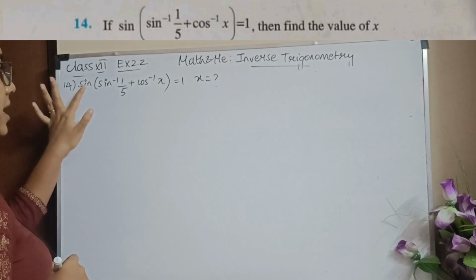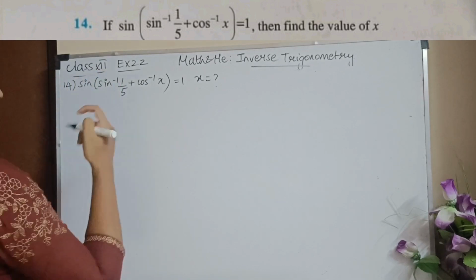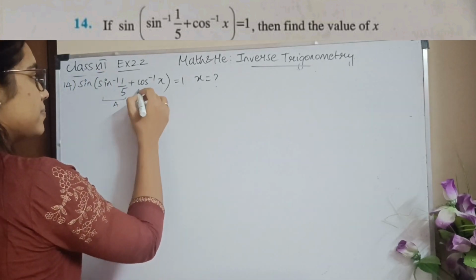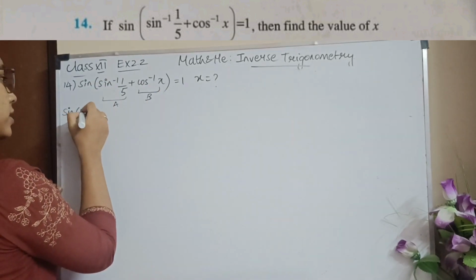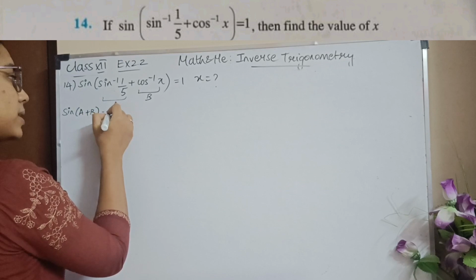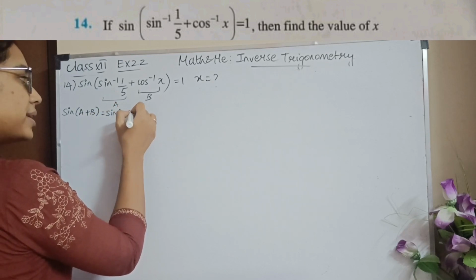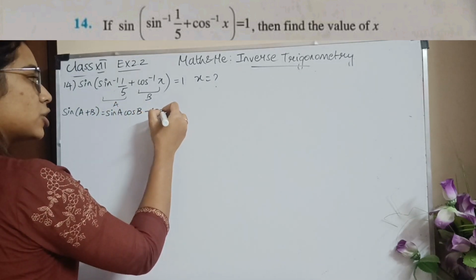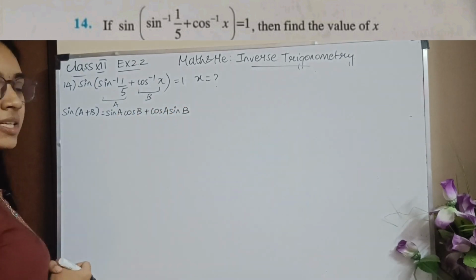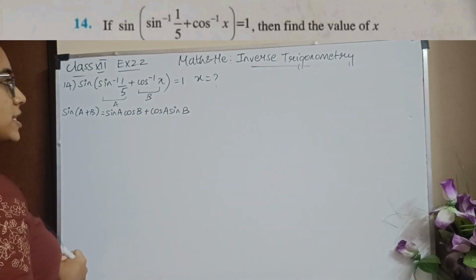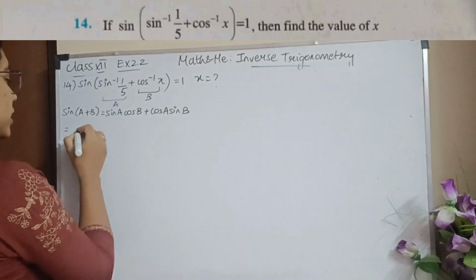So in that, sine of a plus b, consider this to be your a and consider this to be your b. What formula do you know? Sine of a plus b is going to be sin a cos b plus cos a sin b. You remember this? Correct? So when I substitute, what will I get?